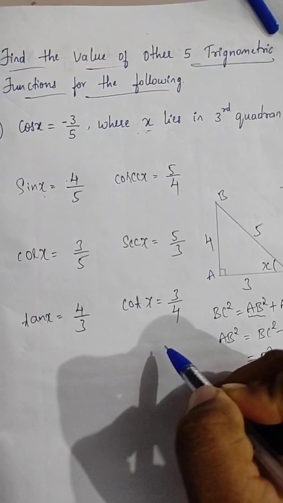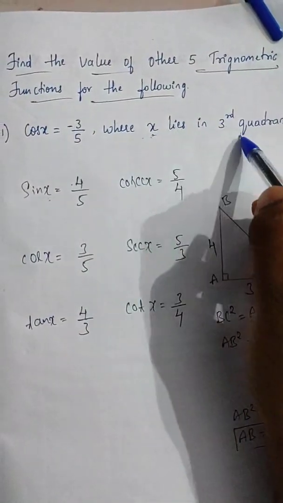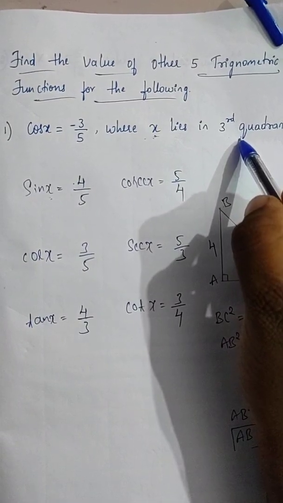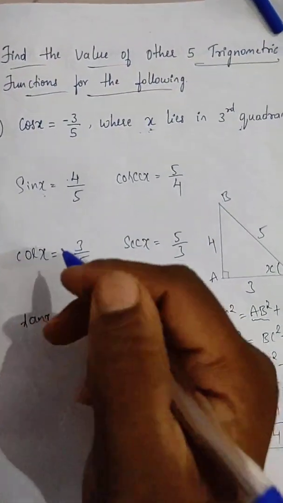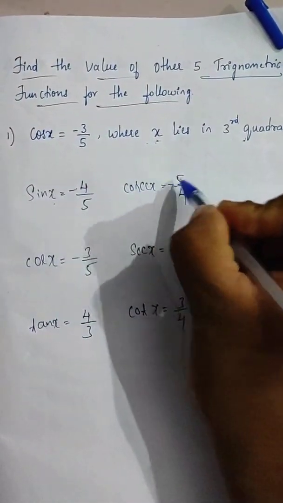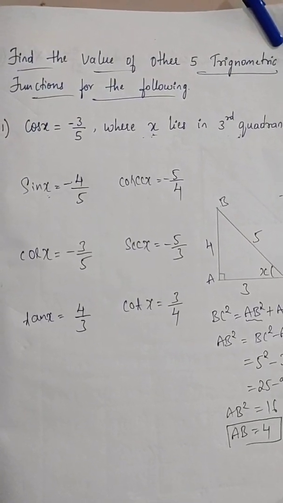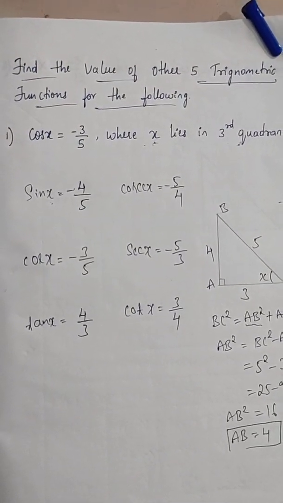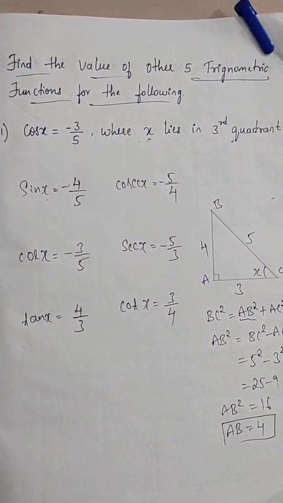Is it clear? Is it okay? Now, since x lies in the third quadrant, tan and cot are positive, and the rest all are negative, like this. Is it clear? So this is how you solve this problem. This is for 3 marks. Is it clear? Is it okay?